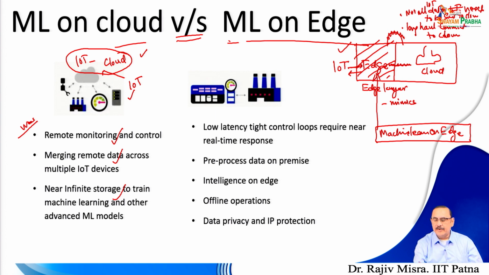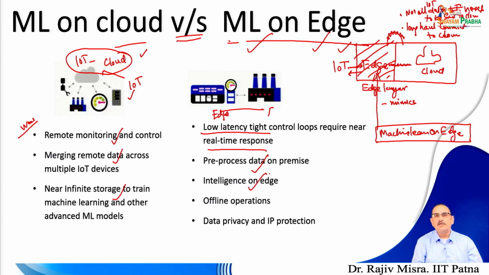then the IoT data need not be sent to the cloud, and this particular fact, doing machine learning on the edge, will improve this IoT, in the sense that all the drawbacks which we have stated will be addressed. So, this will incur low latency, tight control loops and near real-time responses. If you do the machine learning on the edge, then it can pre-process the data locally on the premises, that is, at the presence of the edge.